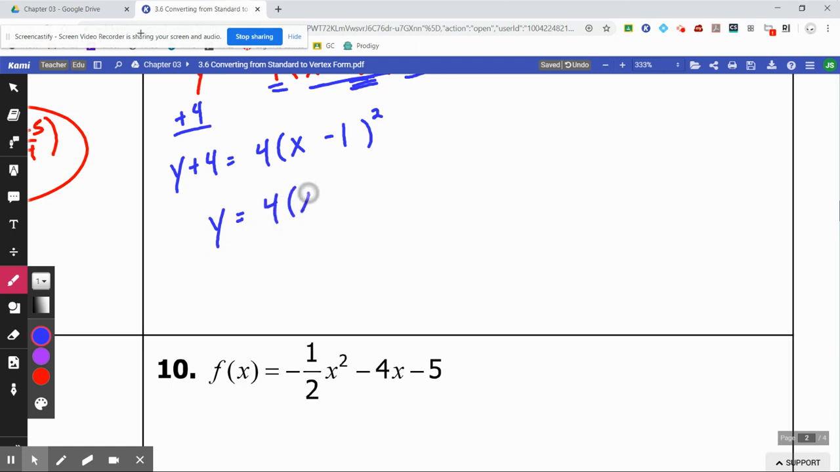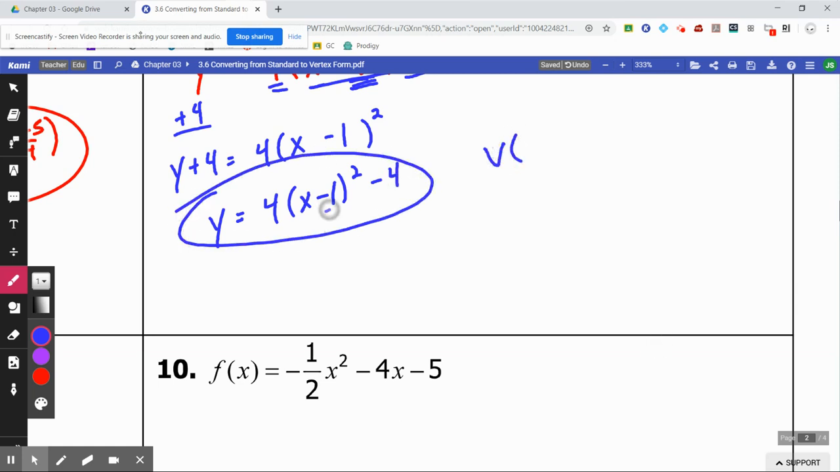Y equals 4 parentheses x minus 1 squared, and the plus 4 turns back into minus 4, and there's your vertex form. Your vertex would be here and here. Well, right 1, so that'd be positive 1, and down 4, so 1, negative 4 is your vertex.